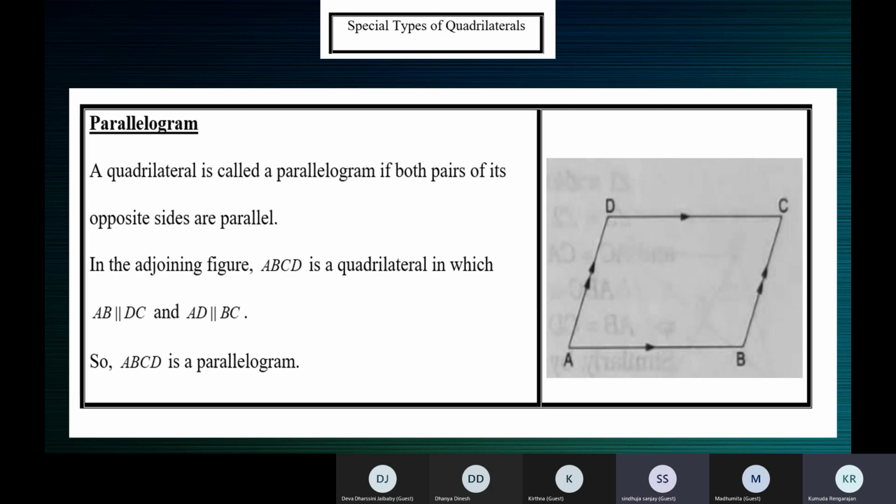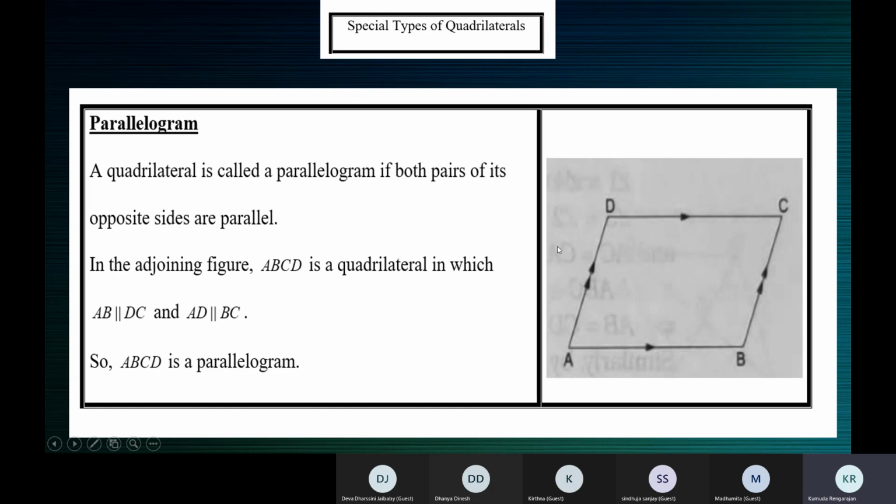Yes, ma'am. Okay. Now we know that opposite angles are equal. Supposing B is 110 degrees, D also will be 110 degrees because opposite angles are equal in a parallelogram. If B is 110, then D is also 110, because in a parallelogram opposite angles are equal.